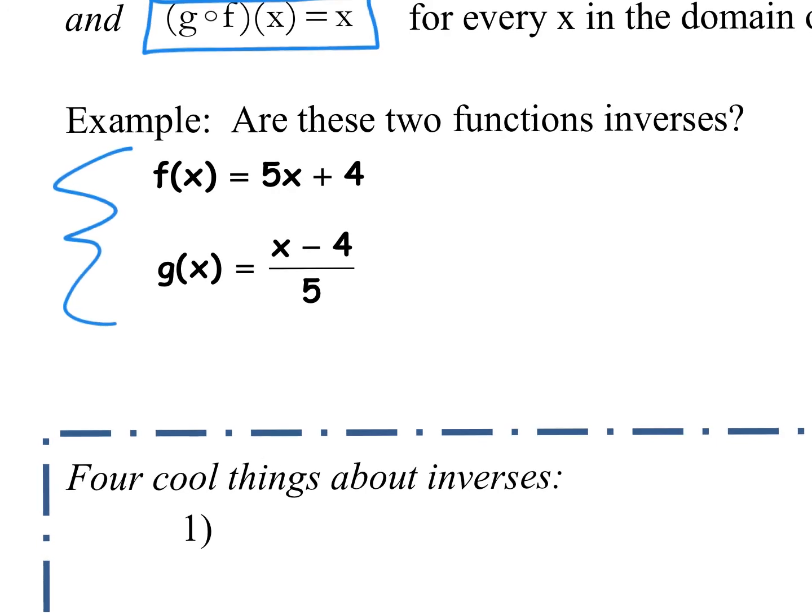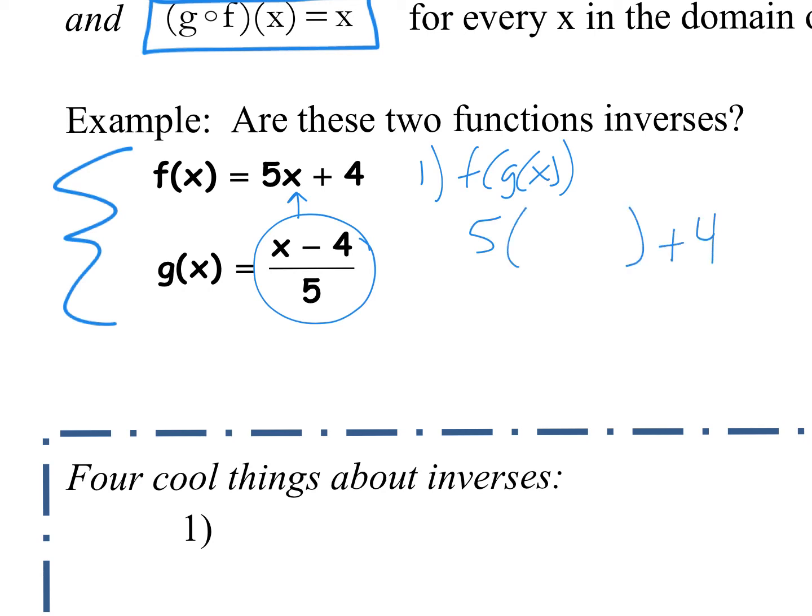So the test for this is to first do f of g of x. And so what that means is all of g of x is going inside f of x, if you remember how to do those. So what I'm going to do is write f of x with a big space where the x is. And in that big space is going to go the g of x, the x minus 4 over 5. Now all I have to do is simplify.